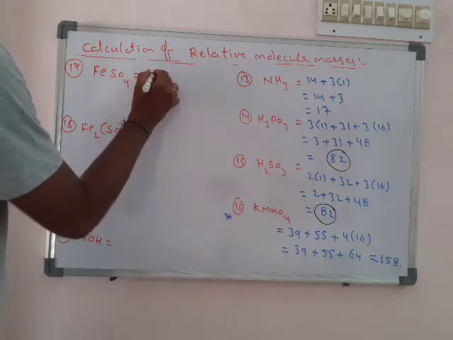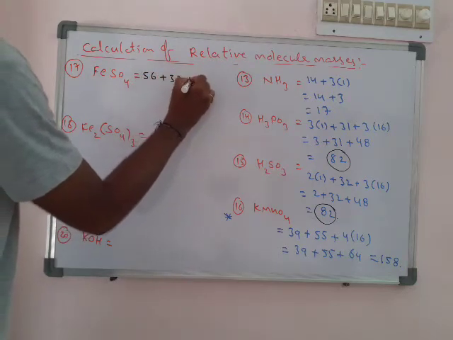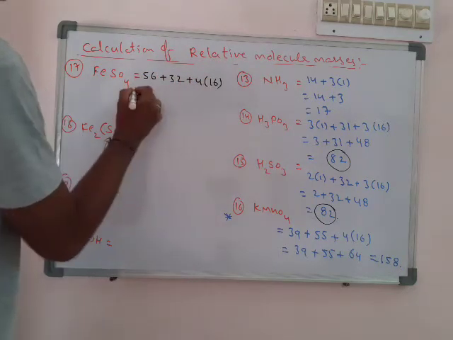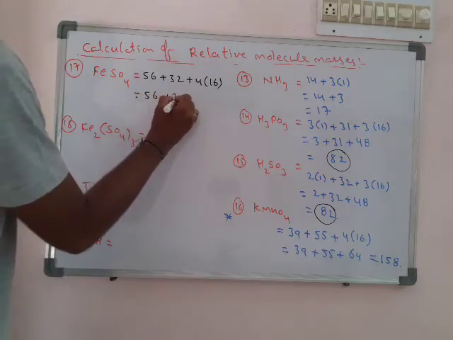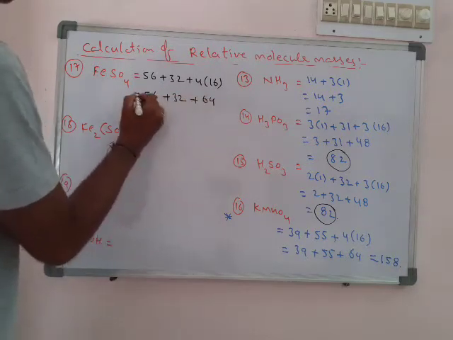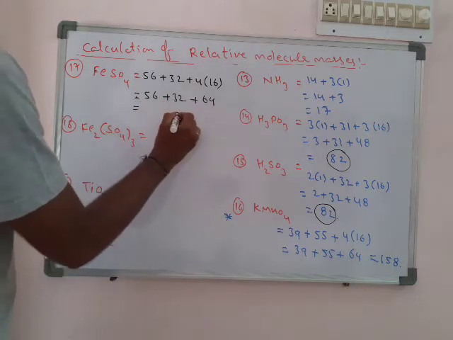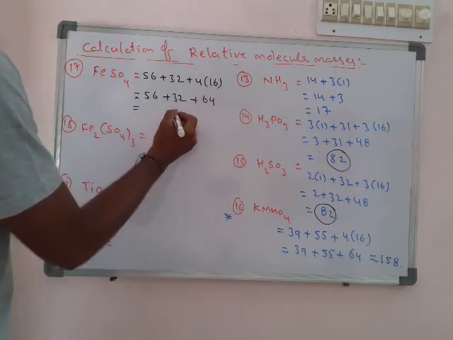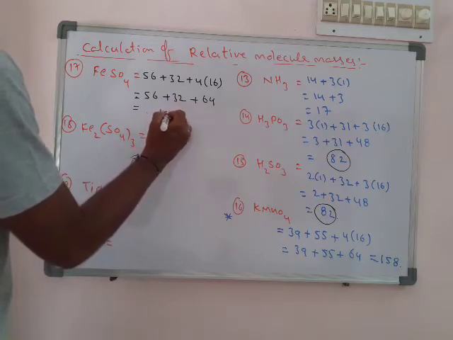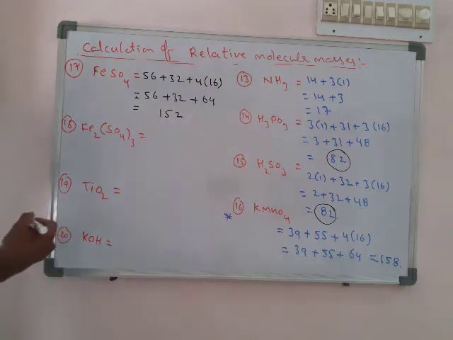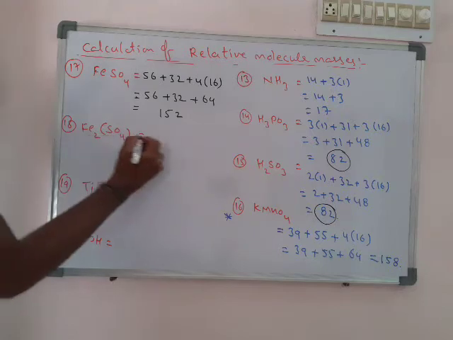So iron how much? 56. Sulfur 32. Oxygen 16. Okay, 56, 32, 64. How much you will get? Just add it. Okay, 152. Next, 2 irons.